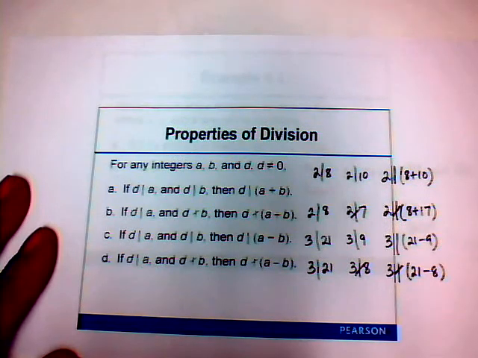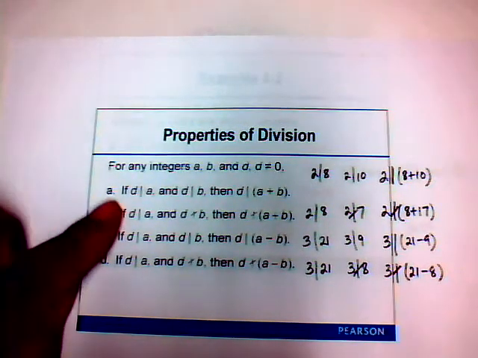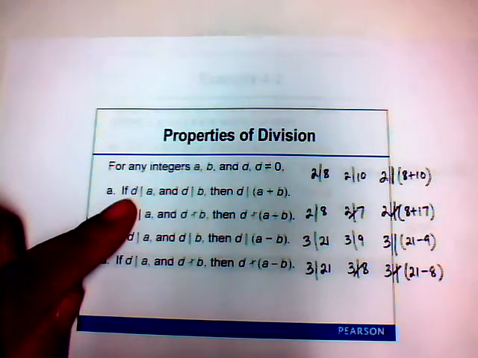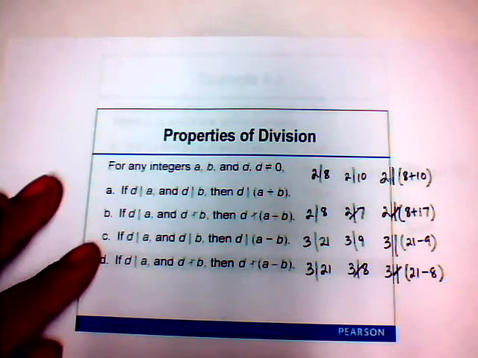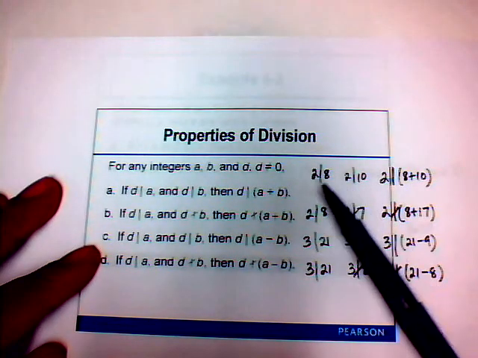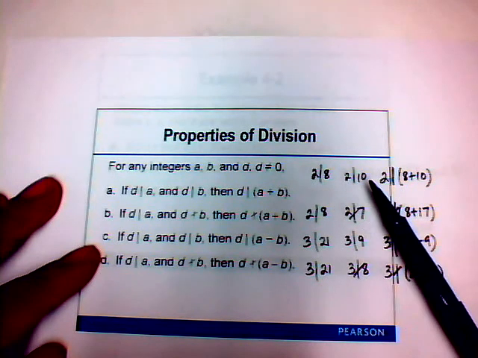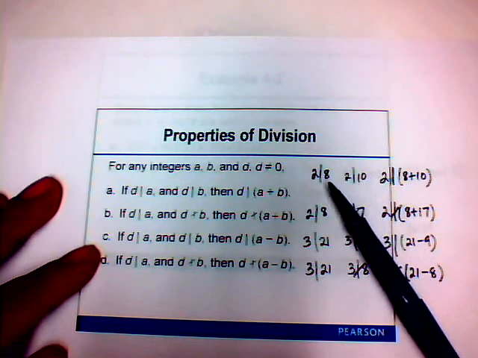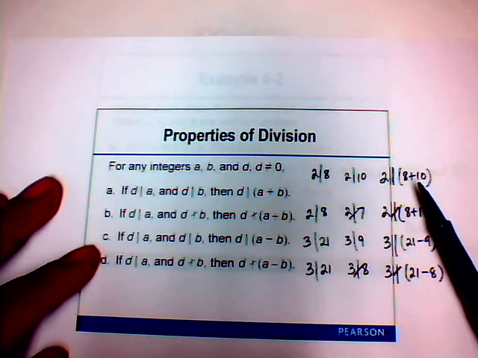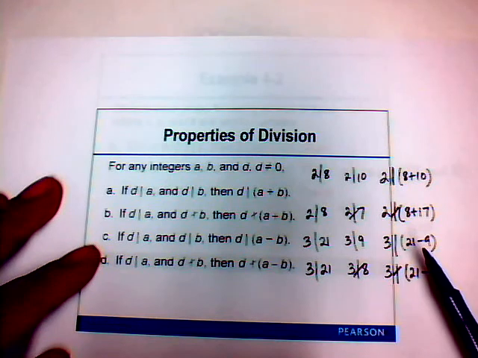Okay, for any integers a, b, and d, where d is not equal to 0, part A is this. If d divides a and d divides b, then d will divide the sum of a and b. Here's an example. 2 divides 8, that's true. 2 divides 10, that's also true. Then it's also true that the sum of 8 and 10, which is 18, will also be divisible by 2, which it is.